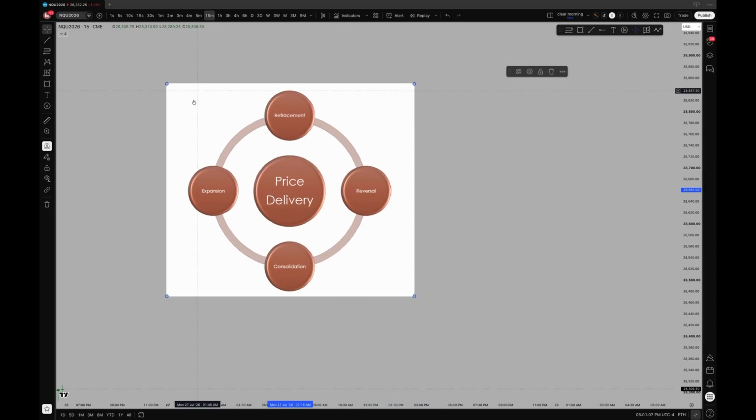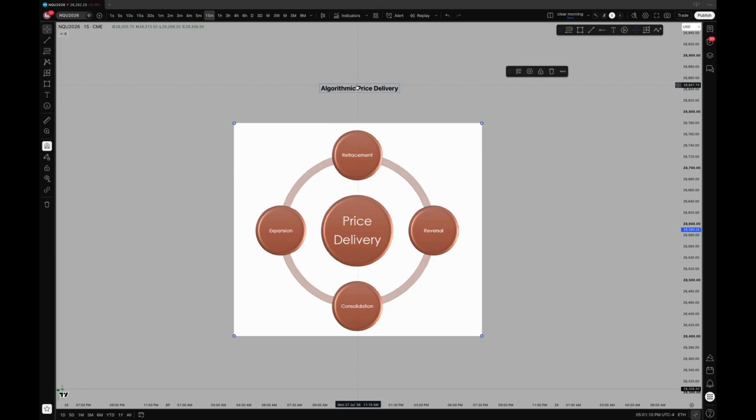So algorithmic price delivery is very simple. It's the engine of price and the engine of delivery of price on a time basis continuum. So every price run is going to be starting from a consolidation. From consolidation, the only thing that can happen after that will be expansion. After expansion is where anything else can happen.